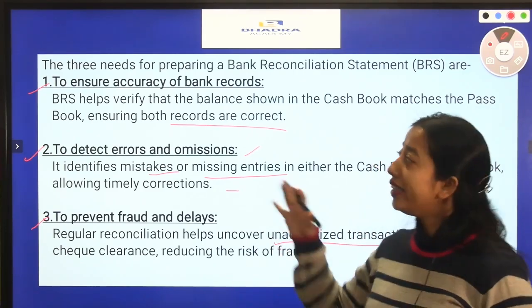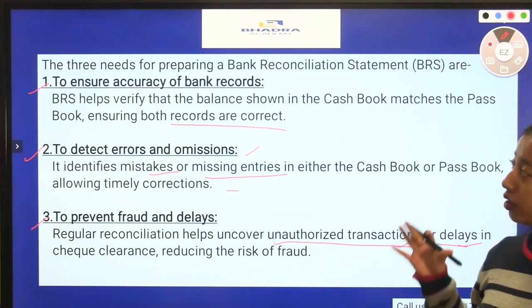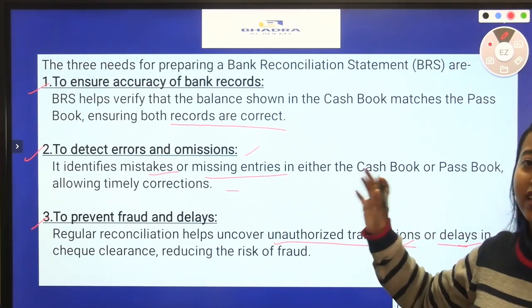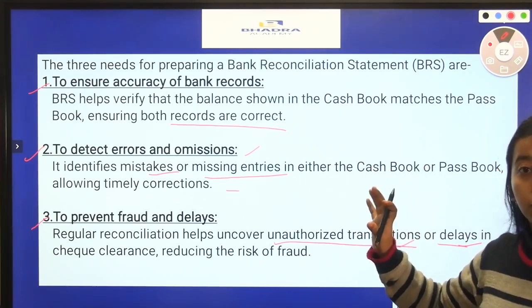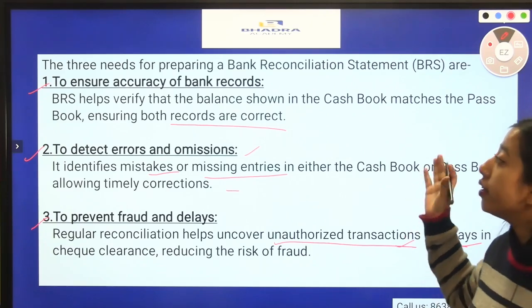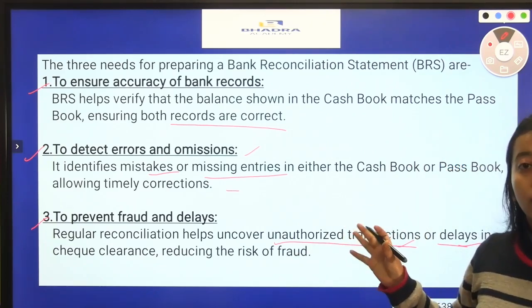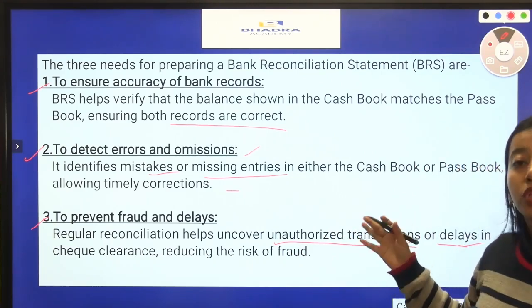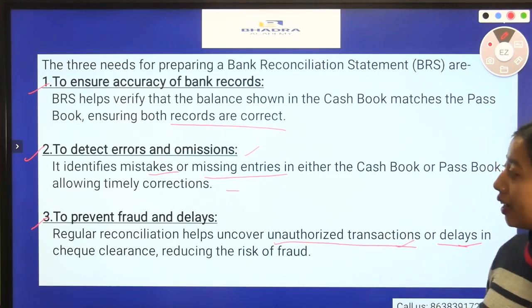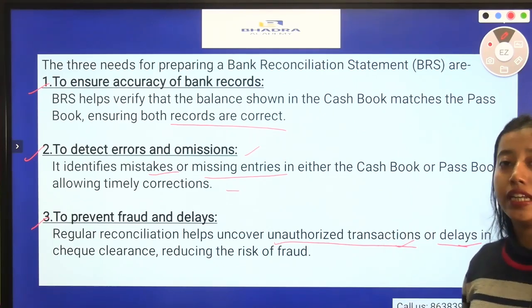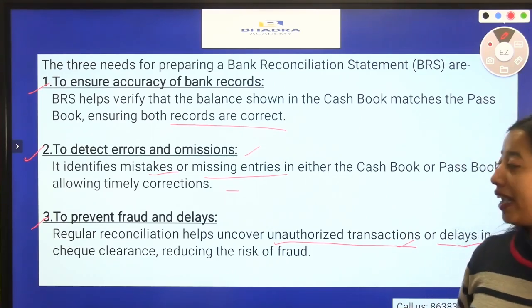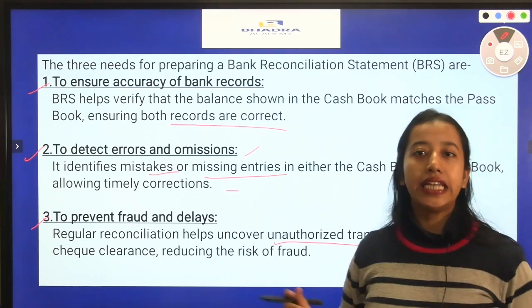So these were the needs for preparing a BRS. The first is that it ensures accuracy of bank records, because it compares both the cash book balance and the passbook balance. The next need is to detect errors and omissions, because while comparing both balances, errors and omissions are detected. And the last need is to prevent fraud and delays. Preparing bank reconciliation statements timely or regularly helps to prevent fraud and delays.